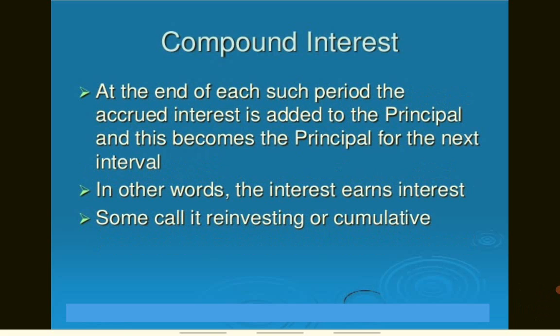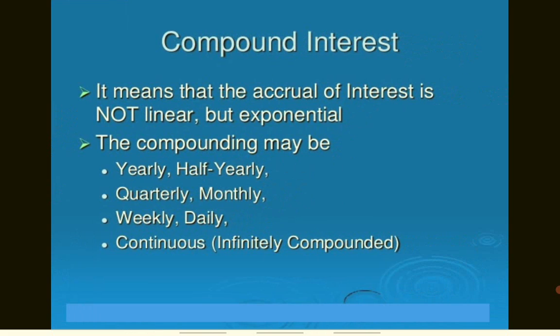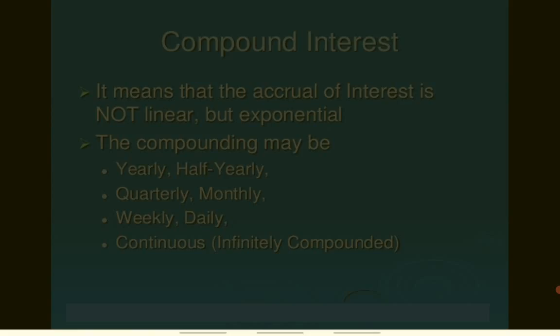At the end of each such period, the accrued interest is added to the principal and this becomes the principal of the next interval. In some other words, the interest earns the interest. Some call this reinvesting or cumulative. It means that the accrual of the interest is not linear but exponential. The compounding may be yearly, half-yearly, quarterly, monthly, weekly, daily, continuous, infinitely compounded also. We have formulas to calculate this.